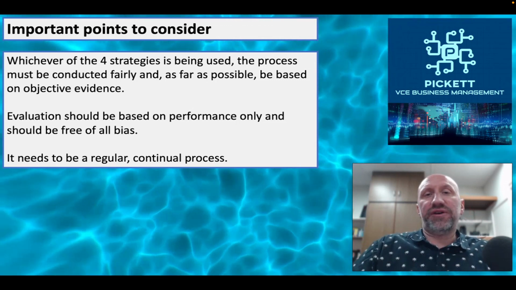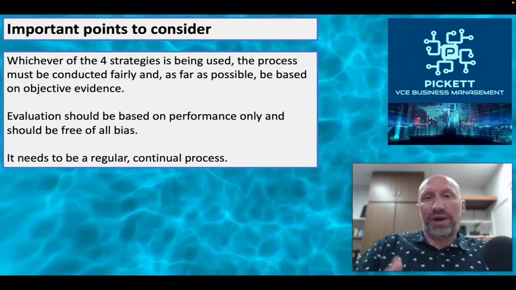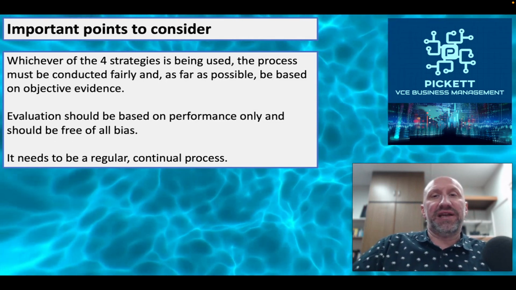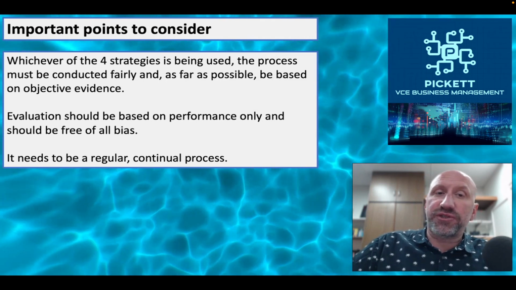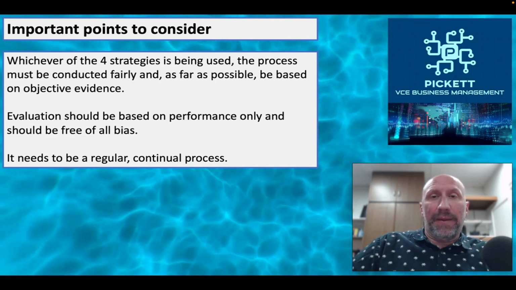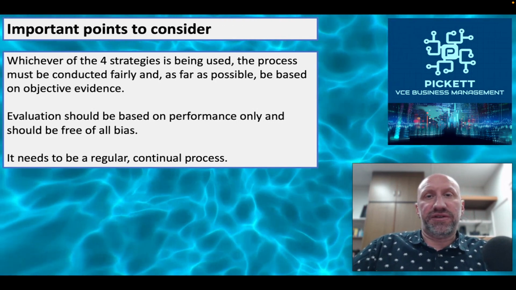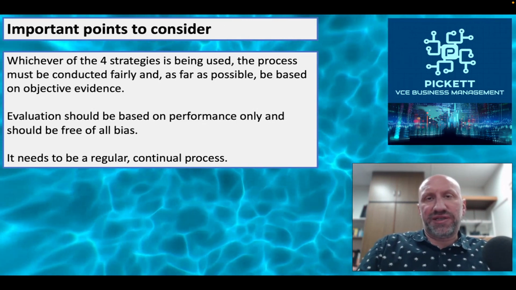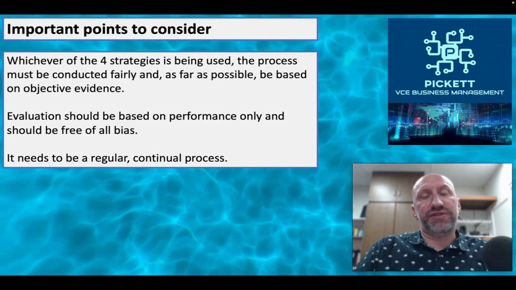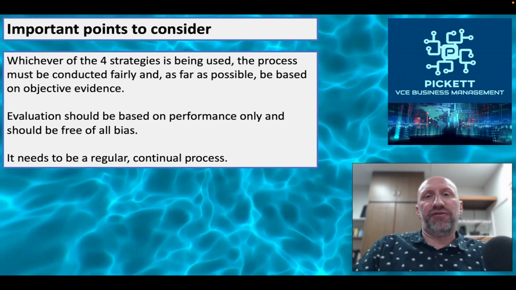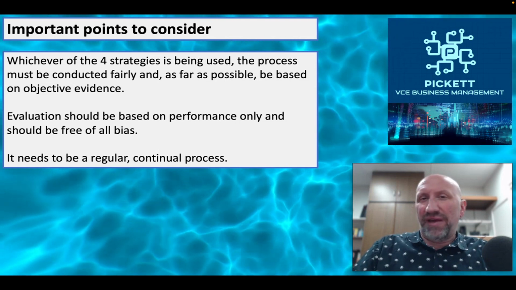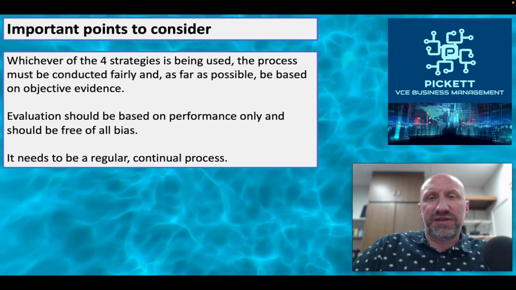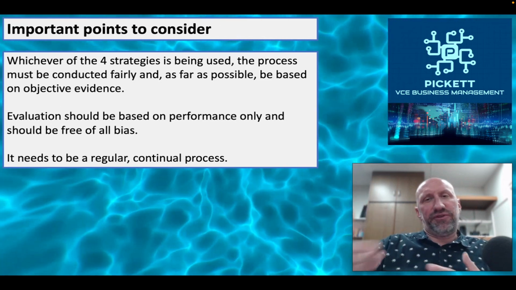But whichever strategies you're putting in place, whether it's 1, 2, 3, or 4 of them, the whole process has to be conducted fairly and be free as far as possible from bias and based on objective evidence. Okay, it has to be a fair system, because if you think about those decisions we just looked at that are going to be made, these are fairly impactful decisions. So these have to be made off the back of objective, actual evidence and not opinions, and definitely free from bias. Because at the end of the day, again, as we go through the systems, you'll see what I mean.